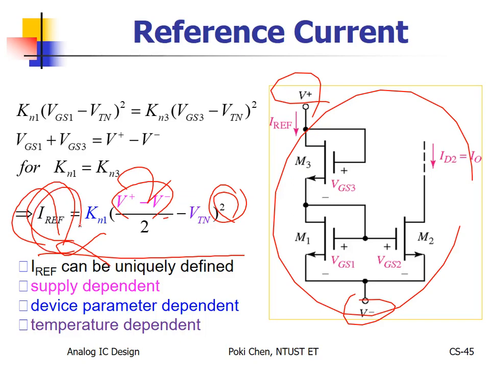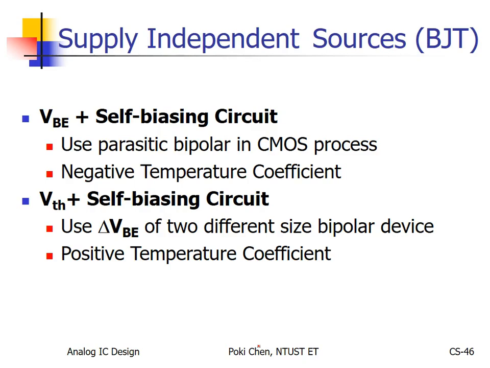In practice, more than 4, because this is not 0. I promise more than 4, much higher than 4. So it is supply dependent. That is no good. How to make your supply current independent of the supply voltage? We have 2 major categories for you: through the help of VBE, or through the help of VTH plus self-biasing.